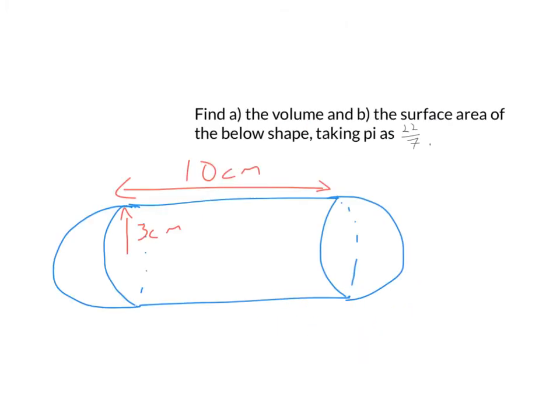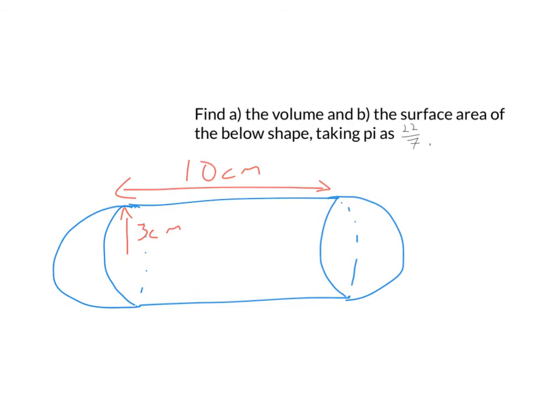So now we're going to have a look at another question. It wants us to find the volume and surface area of the below shape, taking pi as being 22 over 7. So this is something we'll see commonly. Instead of being 3.14, they'll ask us to use a fraction that's kind of close to the true value of pi as well, 22 over 7.